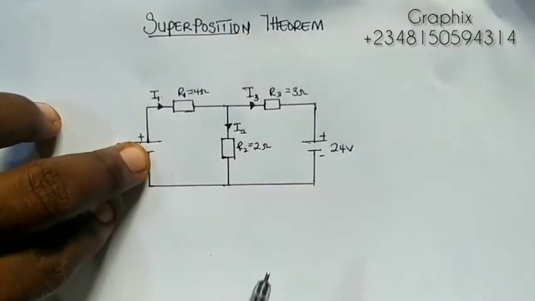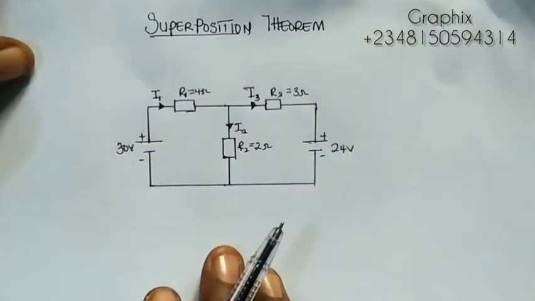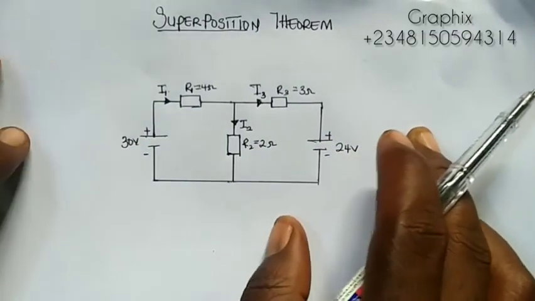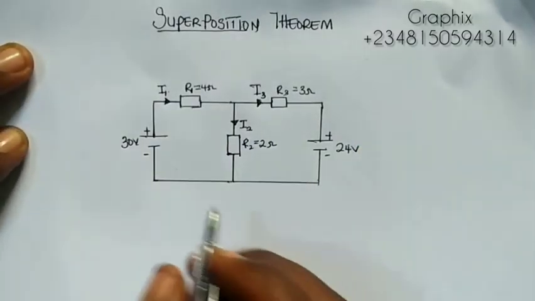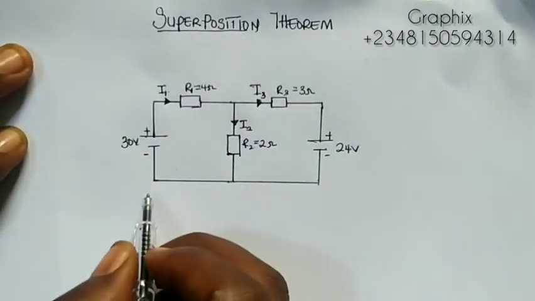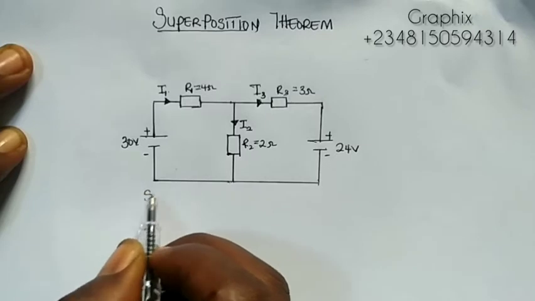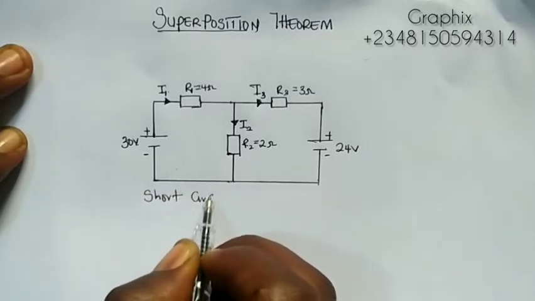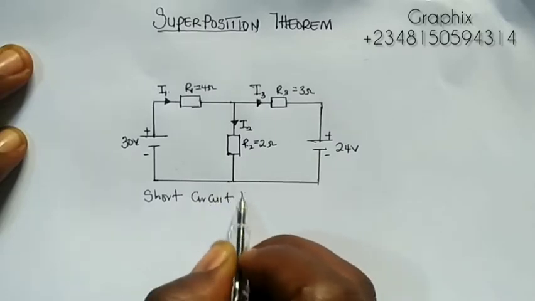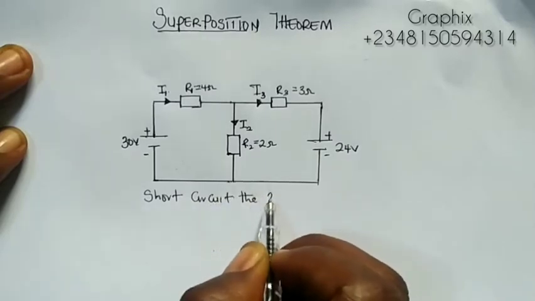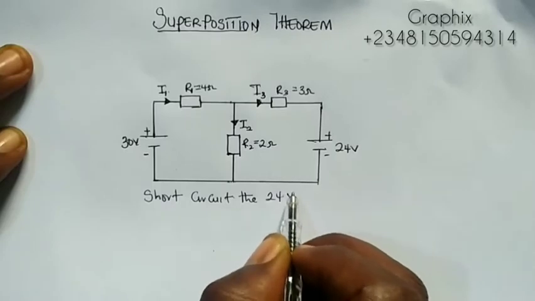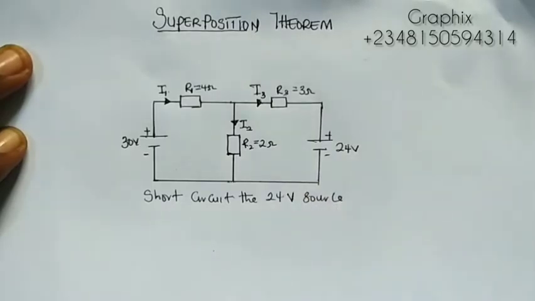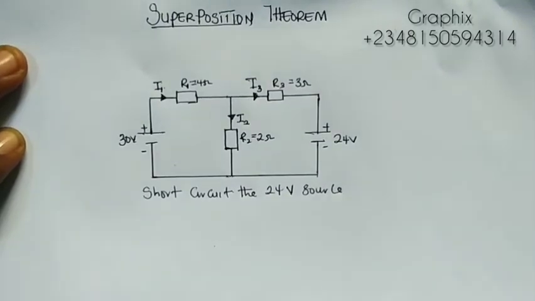We'll just leave one and we'll short circuit the other one. So now let's start by analyzing this. Now, short circuit the 24 volts source, and we'll be having this.